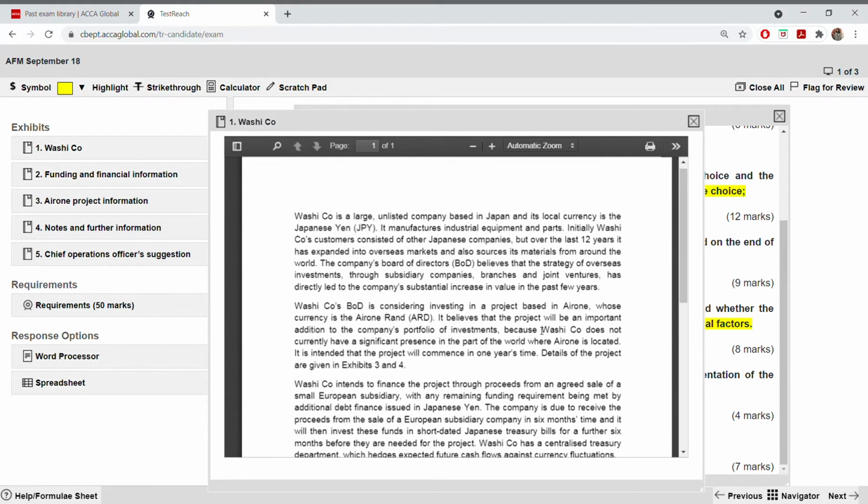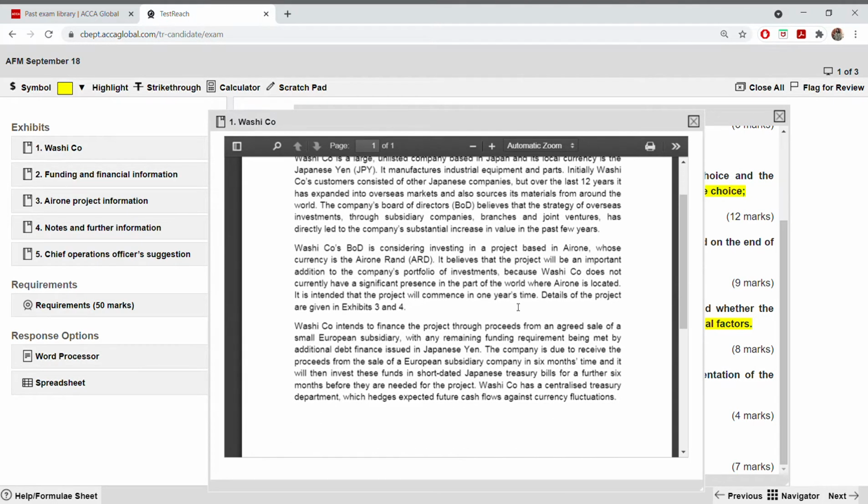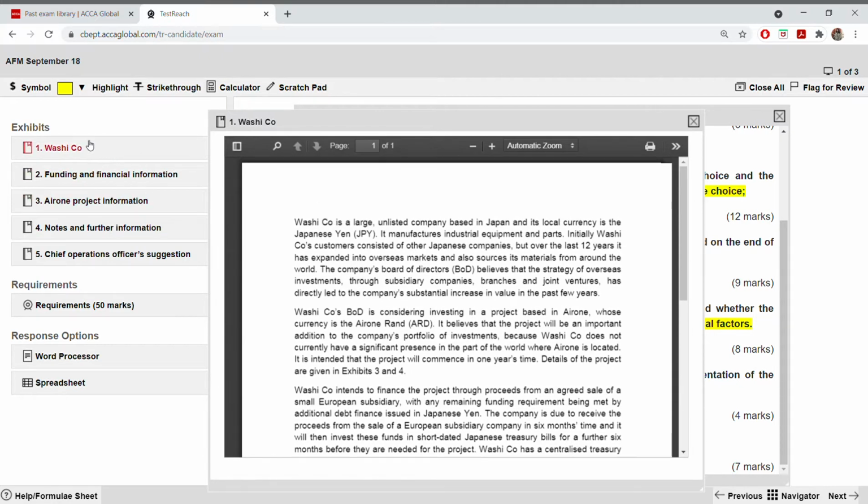Okay, I'm not going to read this whole case study. Make sure that you read it. Here they are explaining why they are going overseas and investing in this. Details of the projects are given in exhibit 3 and 4. Exhibit 1 you can use for your first and second requirement, which we are not answering here.